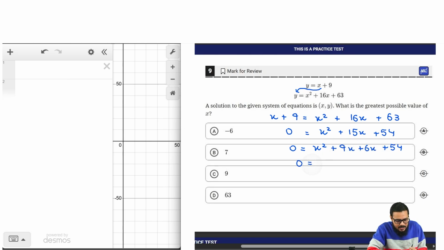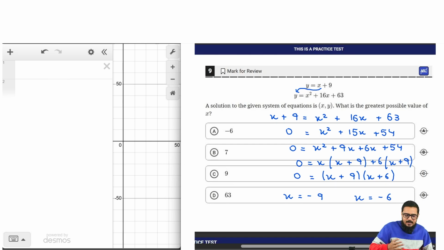And if I take x as the common factor, I will be left with x plus 9, and I will be left with plus 6 times x plus 9. So I will have the factorized form as x plus 9 times x plus 6 equals 0, right? And if I equate the first factor x plus 9 to 0, I will get one of the roots as x equals minus 9, and the second root would be x equals minus 6, right?